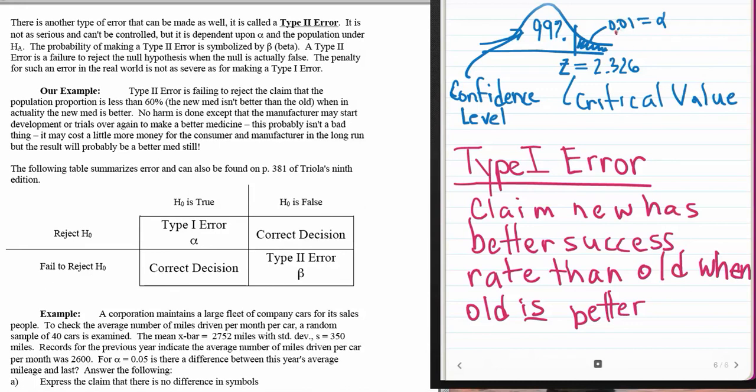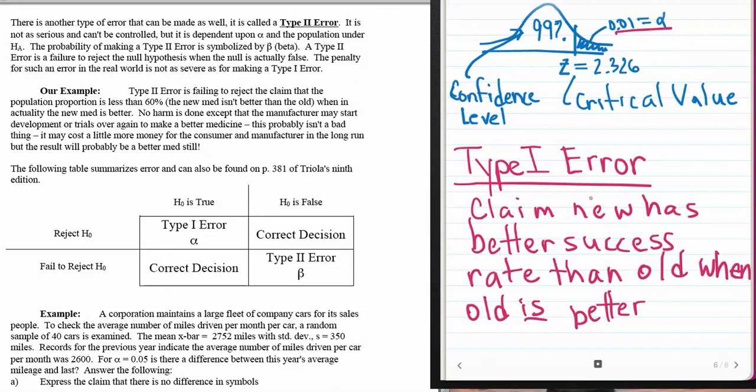Notice how small the alpha has been set. There's only a 1% chance that we will make this mistake of claiming that the new one has a better success rate than the old when the old is actually better. We'll only make that mistake 1% of all the times. And when I put that kind of life-death urgency to this, it makes it even clearer.